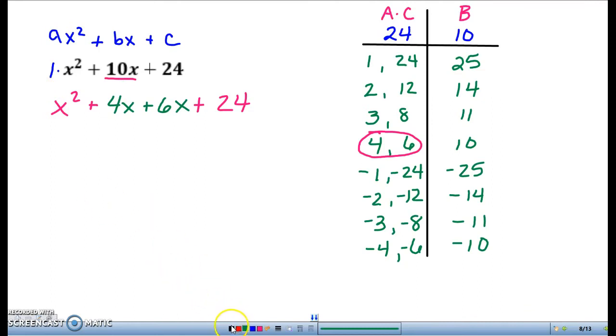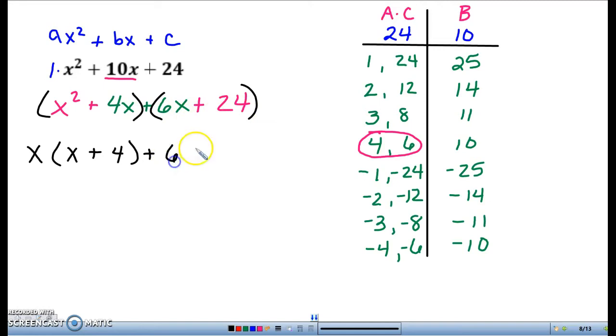We're going to pull our GCF out of this group, which is x. X times what gives you x squared? Yeah, that's x. X times what gives you a positive 4x? That's got to be a positive 4. Bring down the plus. The GCF in the second group is 6. Pull that out. 6 times x gives you the 6x. And 6 times what gives you 24? Yeah, that's got to be a 4.